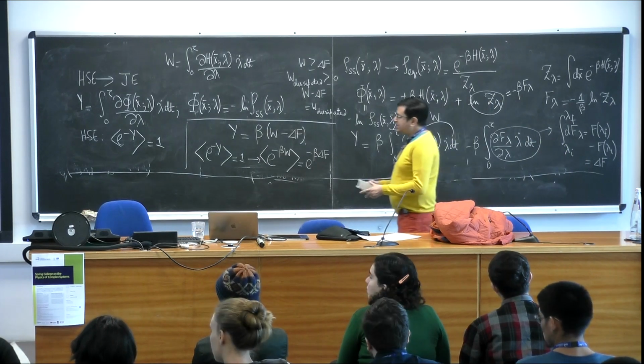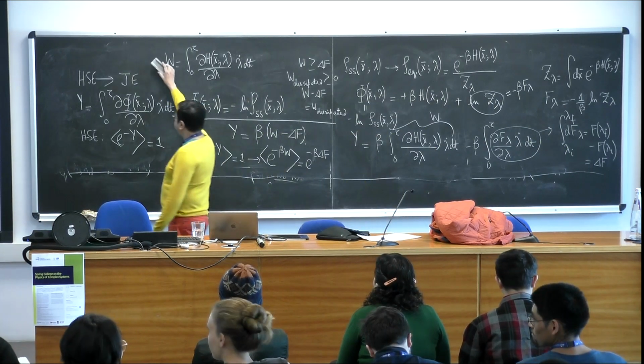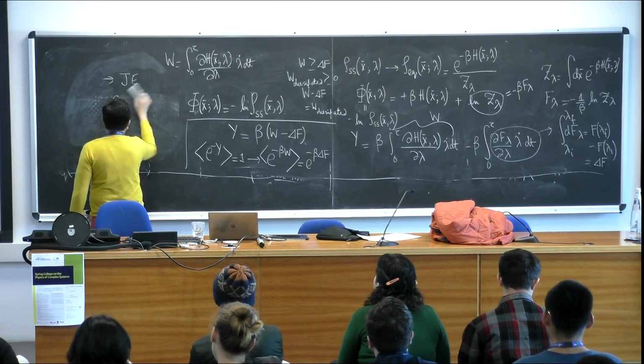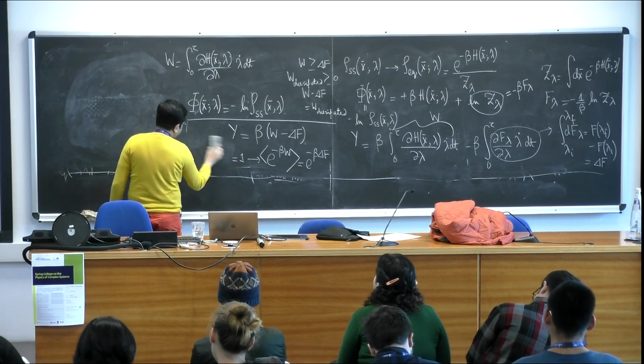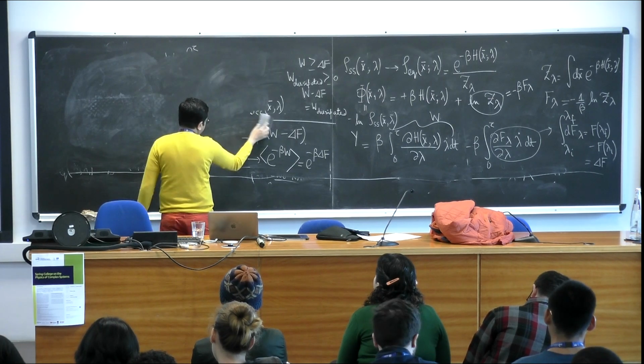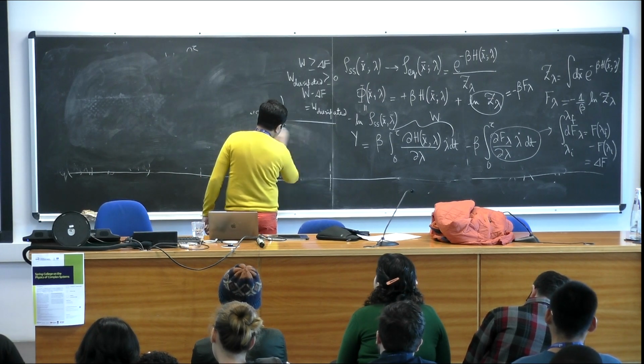Okay, so now I give a proof of the Jarzynski equality and then show some numerical results for the Kuramoto model, demonstrating how these distributions look like.